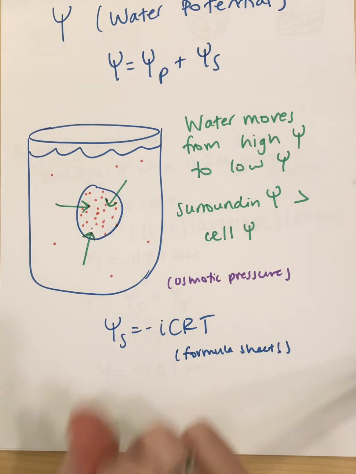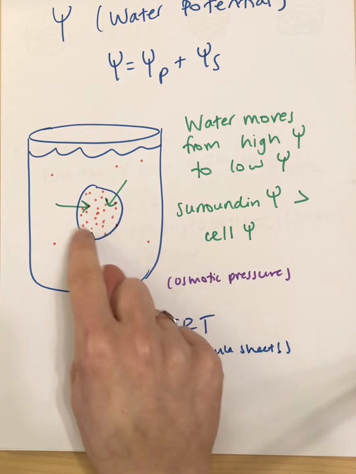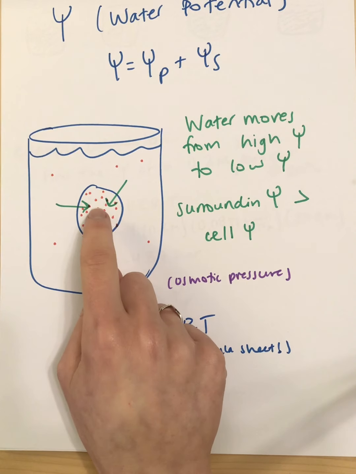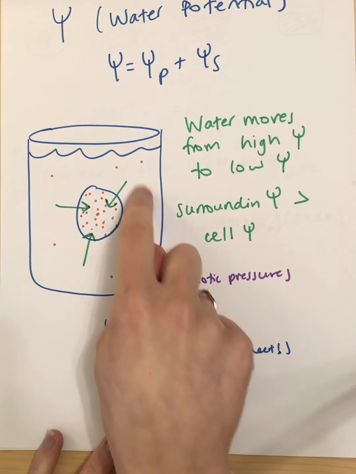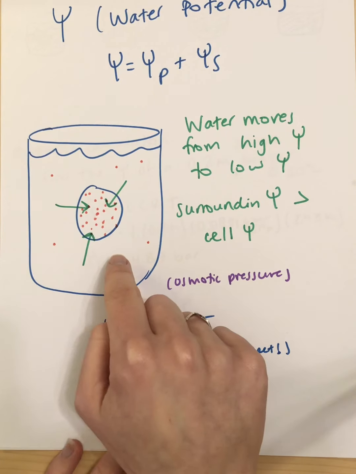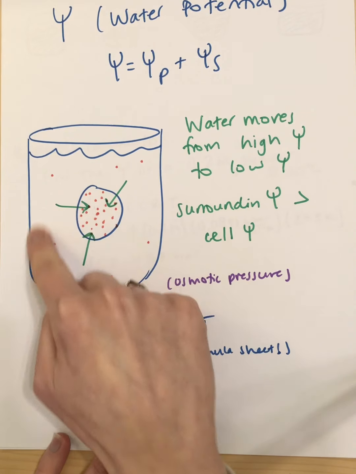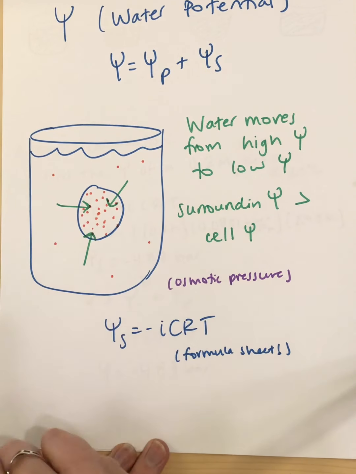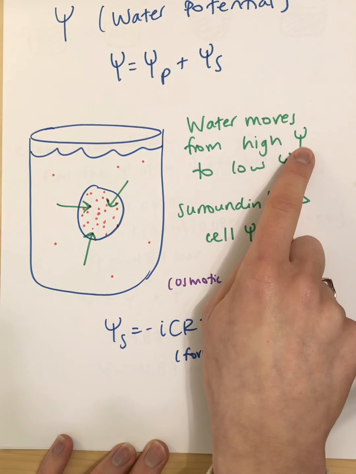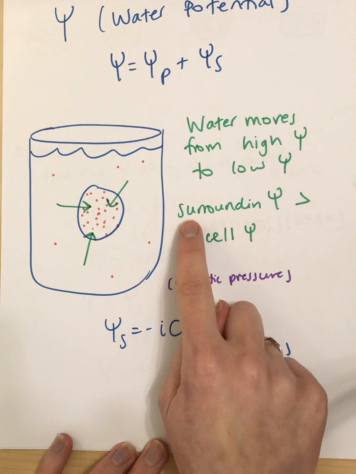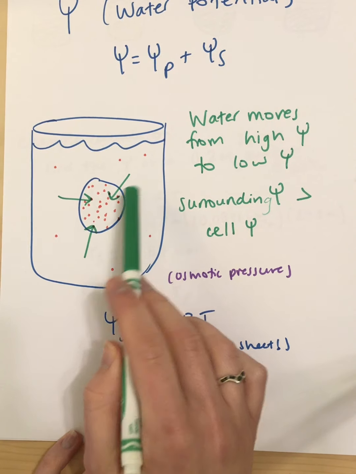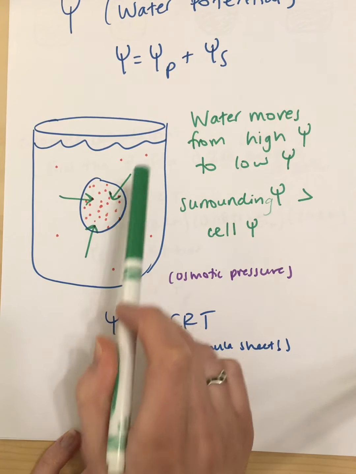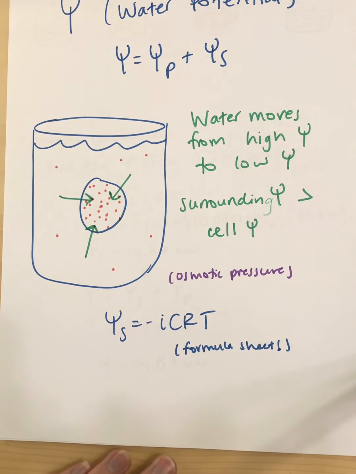So in terms of this picture, where there's more solute inside of the cell, the cell is hypertonic to the outside. In this case, we see that the water is moving from outside to inside, so that can help us identify that there's higher water potential outside of the cell and lower water potential inside the cell, because water moves from high water potential to low water potential. So like I said, the surrounding water potential is greater than the cell's water potential in this example, because water goes from high water potential to low water potential.